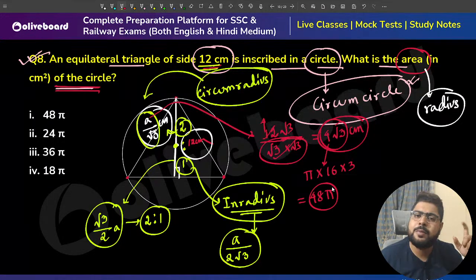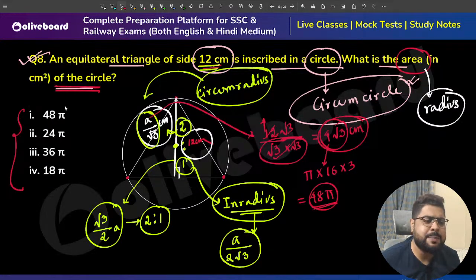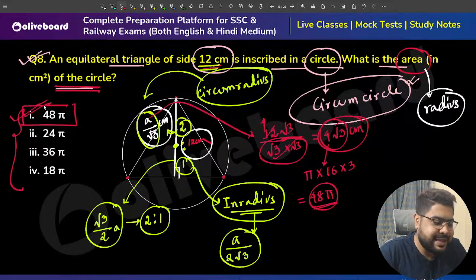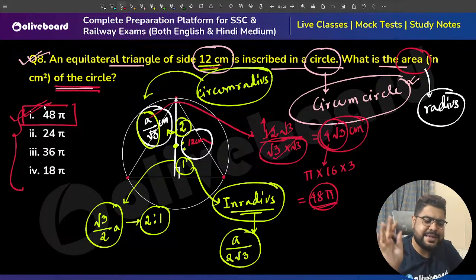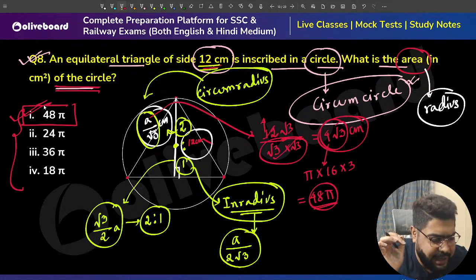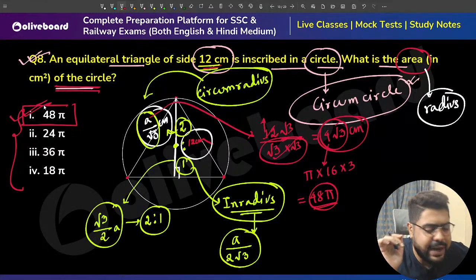Now you see I have not put the value of pi. Why? Because I can see in the options pi is kept intact. So that is option number 1, sir. Again, a very, very simple question. Yes, Arghamita, 48 pi is most definitely your correct answer.